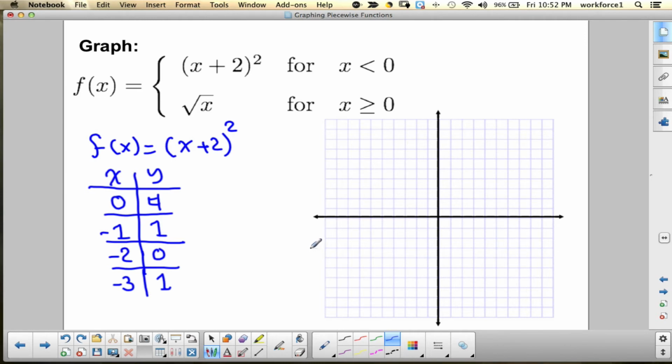So I started at x equals 0, y will be equal to 4. When x is equal to negative 1, y is equal to 1. When x is equal to negative 2, y is equal to 0. When x is negative 3, y equals 1. So the more points you have, the better graph we're going to get.